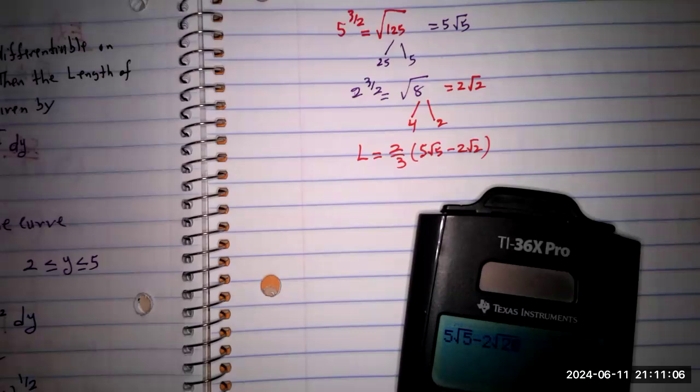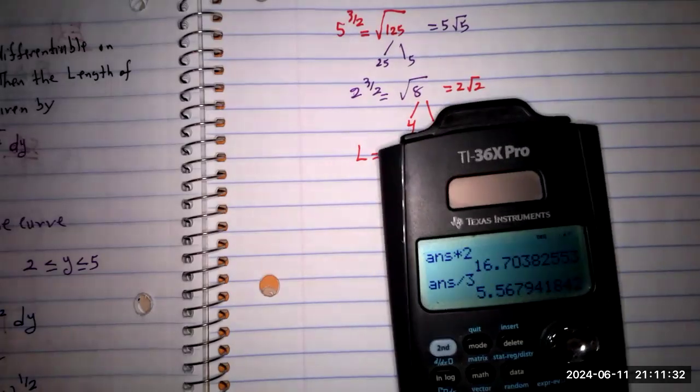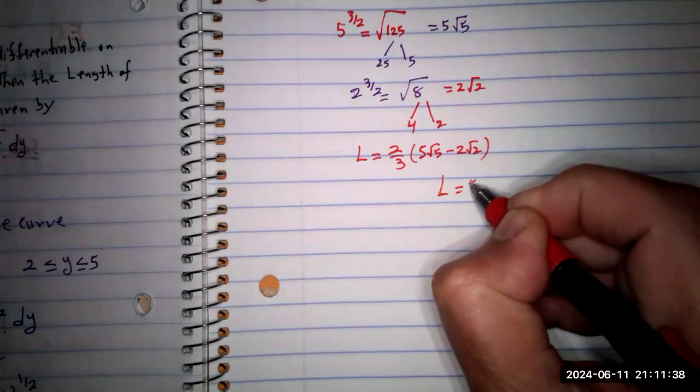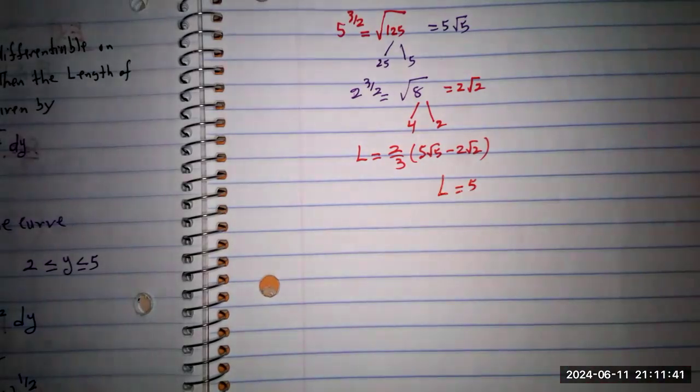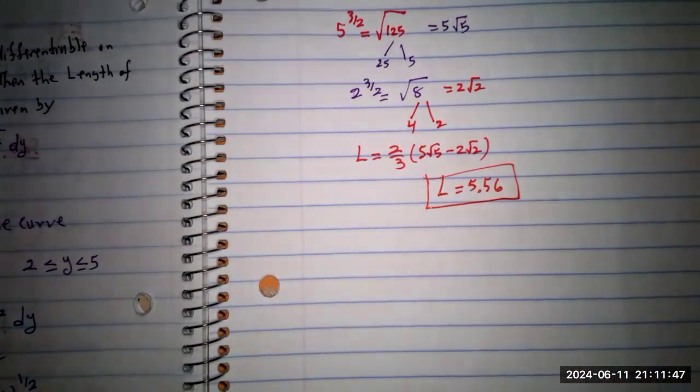If you take this one, the result is going to be something like 8.3. Then I multiply it by 2, then I divide it by 3. So it's going to be almost 5.56. You can check it for yourself, but if you write it down as is, we accept that. So 5.56 is going to be the arc length of your curve.